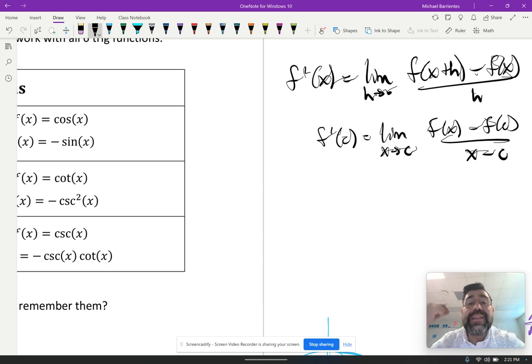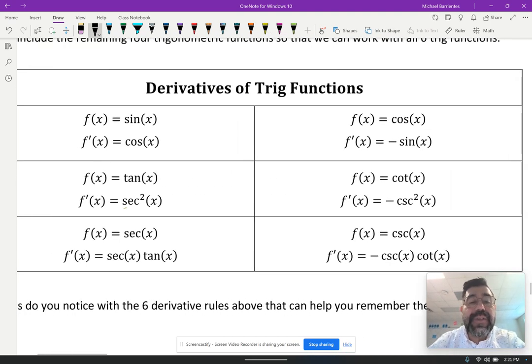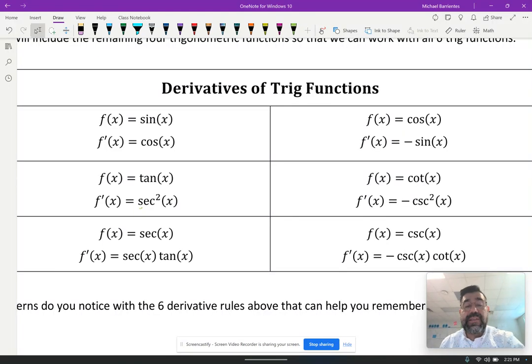However, finding those limits over and over again gets a little tedious because of the process and the algebra involved. And so what we noticed was that there was a pattern. And because there's a pattern, we can create these shortcut rules. And so once we find the shortcut rules, then we can just use the rules and not have to use the limit definition each and every time. So when I come back over here, I want to introduce the full list of trigonometric derivative shortcut rules.